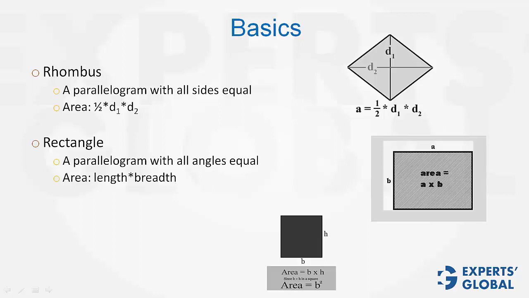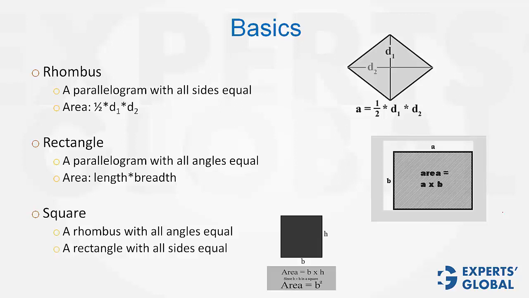What is the last figure here? The last one is a square. A square is a rhombus with all angles equal, or a rectangle with all sides equal. The area of a square is simply side squared.